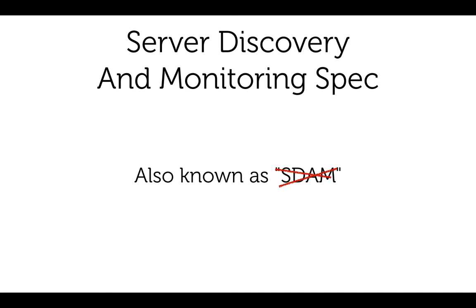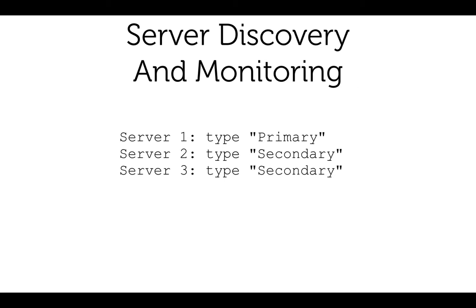So the spec says that drivers record the type of each server that they check. So if you're connected to a 3-node set with a primary, the driver's internal data structure might say that server 1 is a primary and the other 2 are secondaries. And if there's a network blip, the spec says that the driver should mark the server unknown instead. So now it doesn't know who the primary is anymore, and then it throws an exception.